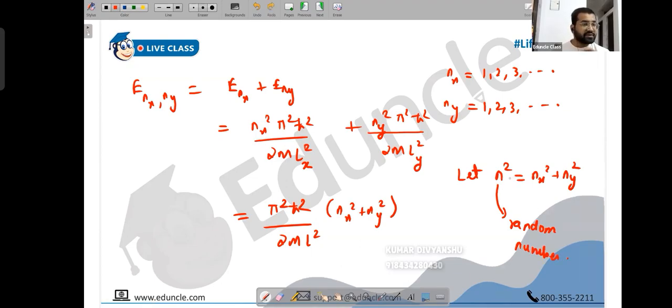You can write it alpha also. n has no significance. It's not going to be discrete. Okay? It's not going to be an integer all the time, 1, 2, 3, 4. It could be anything because it is the sum of nx square plus ny square. Okay. So if you write nx square plus ny square is n square, then you get the same formula as that of the 1D box.